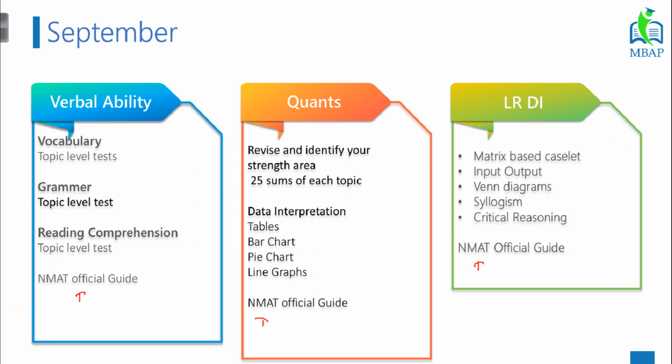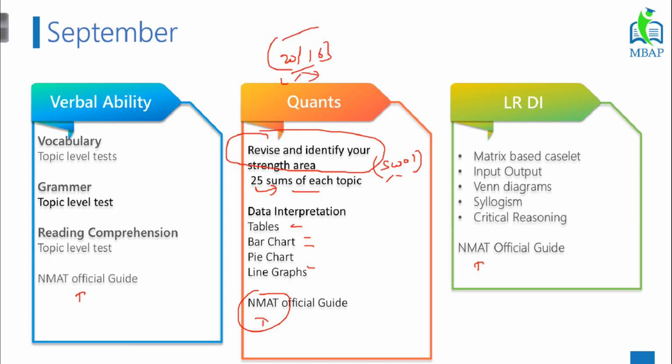Okay. In quant, you will revise everything, whatever you have studied. You will do your SWOT analysis, what is your strength area and what is the weak area. You will also solve 25 sums of each topic from the NMAT official guide. DI will also be consistent. As I said, 20 questions from your quant and problem solving and 16 questions from DI is the weightage or distribution which you have got. See how much can you get from DI, see how much can you get from math. Overall, how much you are able to get is what I have to see.